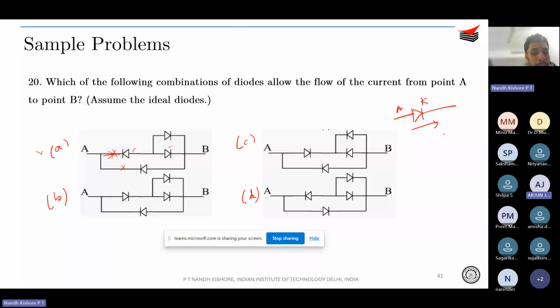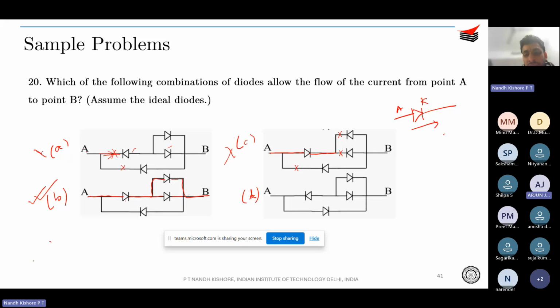And what about option B? Current can flow like this, yes. Then it can flow either through this or through this as well. So B is one of the correct answers. And what about option C? Current can flow through this diode, but it cannot flow here. So definitely not option C.